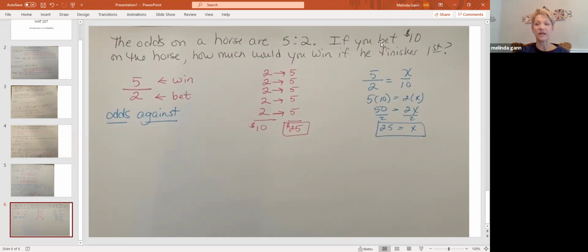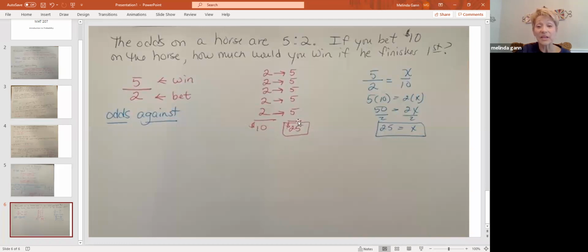So I say this: if you bet $10 on the horse, what would you win if the horse finished first? You're betting on Old Dominion, you put $10 on Old Dominion and he wins. How much money do you win? Do you understand for every $2 you bet, you'd win $5? So if you bet $10, you bet 5 groups of 2. Each one of those $2 would win you $5. So you should win $25.